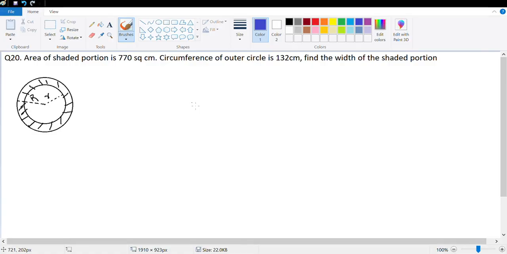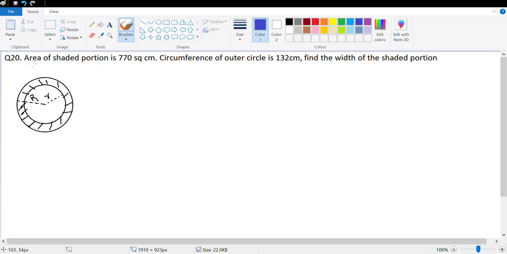Hi guys, let's look at the next question. The next question that we do is question number 20. Area of shaded portion in this given figure is 770 square centimeter. Circumference of the outer circle is 132 centimeter. Find the width of the shaded portion.